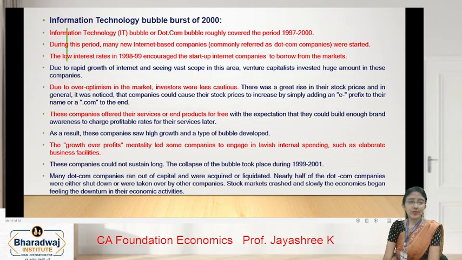The low interest rates in 1998 to 1999 encouraged the startup internet companies to borrow from the market. So these internet companies started borrowing like anything from the market and hyping themselves. One fine day, the stock market crashed because of these companies. Due to over-optimism in the market, investors were less cautious. These companies offered their service or end products for free. The growth-over-profit mentality led some companies to engage in lavish internal spending, such as elaborate businesses. You know, growth over profit.